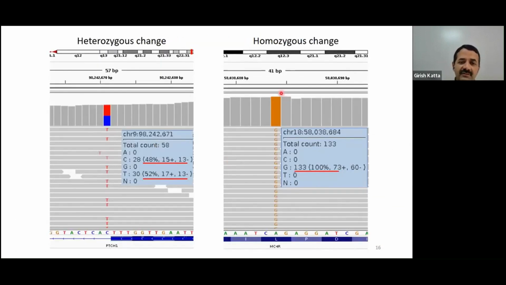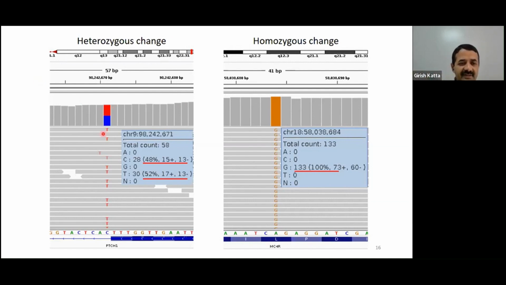Homozygous variants look uniformly the same color, and the heterozygous one stands out differently. This is called the Integrated Genomic Viewer, IGV, or a snapshot of the Integrated Genomic Viewer browser.